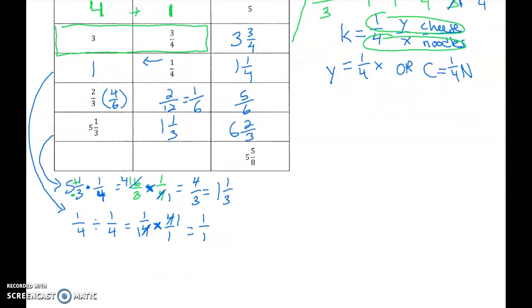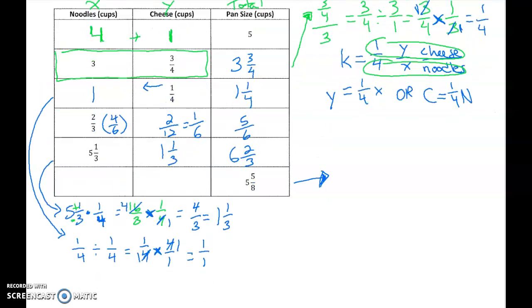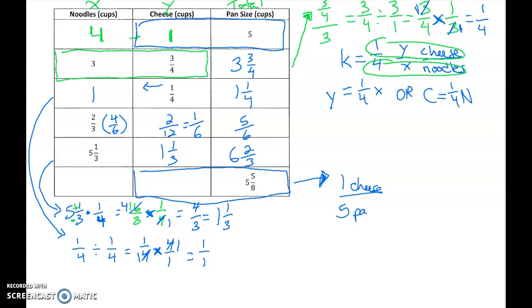Now this last one right here, we're going to think more in proportional terms. Okay? So here's what I have. I know that, well, I guess I'm going to need a little more information up here. Maybe working with these two boxes right here, I know that there can be 1 cup of cheese to 5 cups as a pan size. Well, I don't know what the cups of cheese are right there, so I'll just say that's C, but that's compared to 5 and 5/8 pan size.